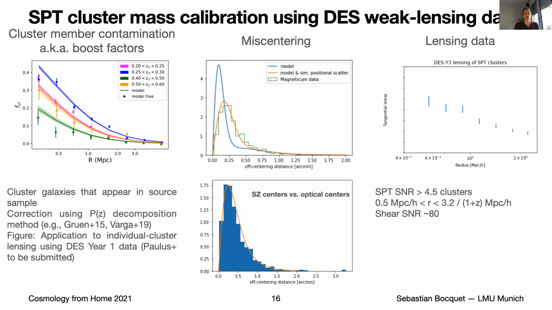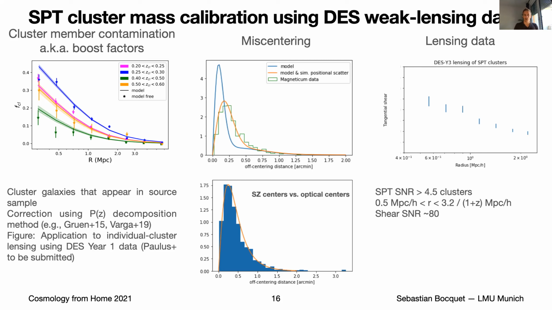On the left-hand side here, I show the impact of cluster member contamination, which you might also refer to as boost factors. The idea is that cluster members can scatter into the sample of source galaxies and therefore dilute your weak lensing signal, so you need to account for that. What we do is use the so-called P(z) decomposition method that's been used by a lot of previous analyses. This plot is borrowed from Paulus et al., which is going to be submitted in a very short time. Maria used DES year 1 data to look at the cluster member contamination, and in the plot on the left, you see the impact of cluster member contamination as a function of cluster-centric radius for a couple of cluster redshifts.